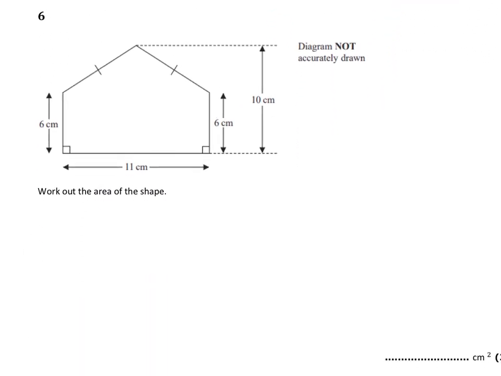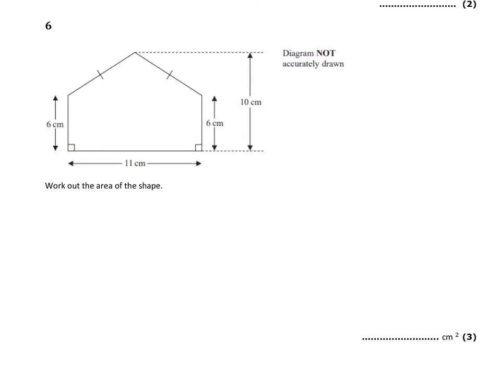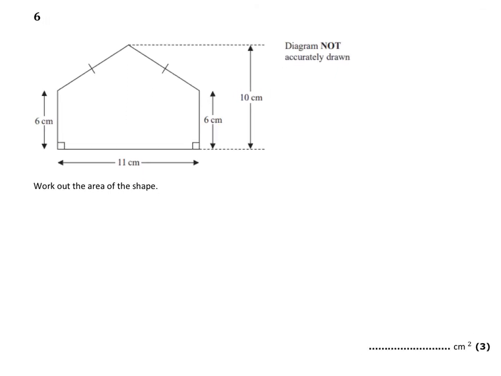Question 6. Work out the area of the shape. So to work out the area of the shape, you would divide it into 2 parts. A triangle on the top, let's call that A, and a rectangle on the bottom. So the area of the triangle, area of A, is equal to half times the base, which is 11, times the height of that, and if it's 6 to here and 10 in total, that distance there would be 4.